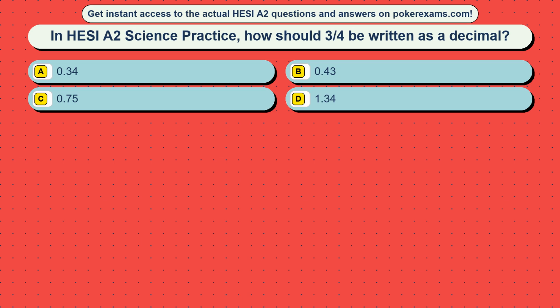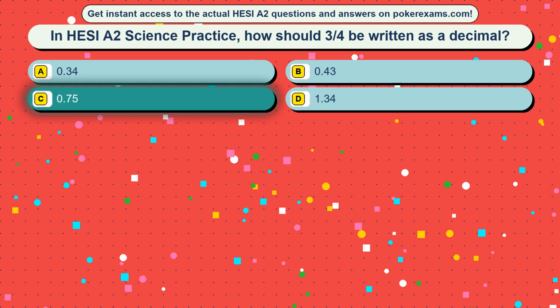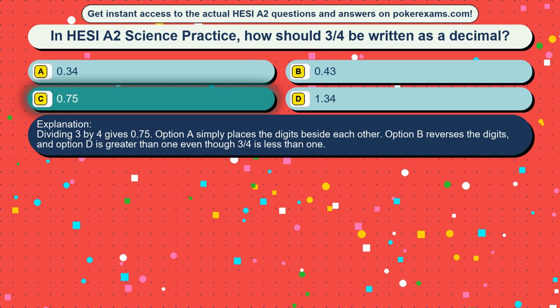Option A 0.34. Option B 0.43. Option C 0.75. Option D 1.34. The correct answer is option C, 0.75. Dividing 3 by 4 gives 0.75. Option A simply places the digits beside each other. Option B reverses the digits, and option D is greater than 1 even though 3/4 is less than 1.